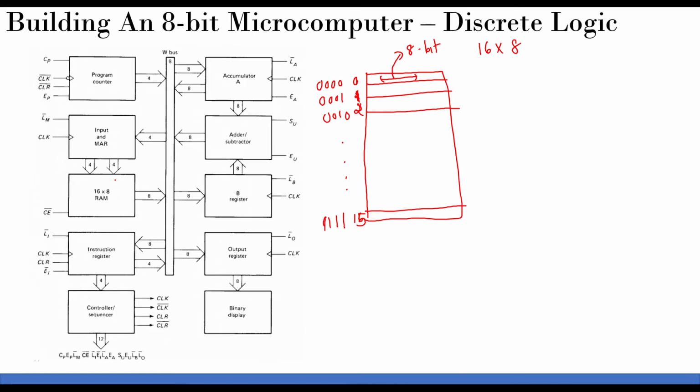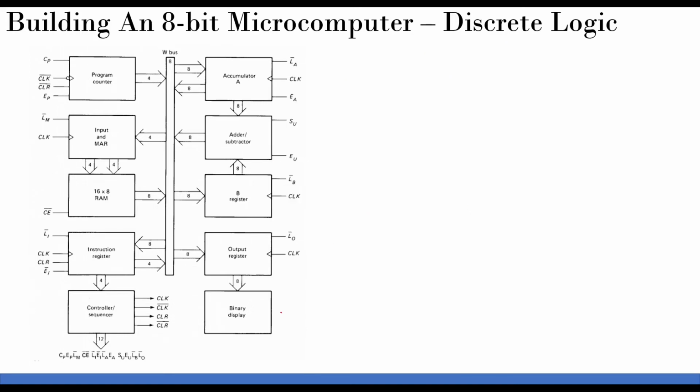16 locations, and each location will have 8 bits of data. So that's the meaning of it. Let me erase again. And then some instruction register. You see here this input is 8, so that means this is 8-bit, and out of that 4 is going back to the bus and 4 is going to the control unit. So that's the beauty. 4 set of wires are going here, 4 set of wires are going back to the bus.